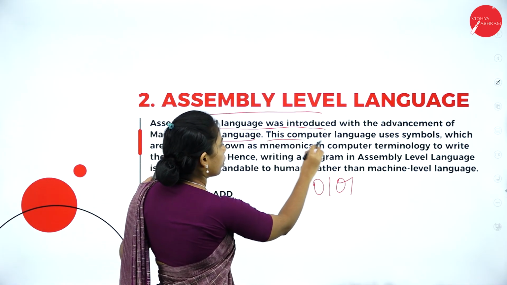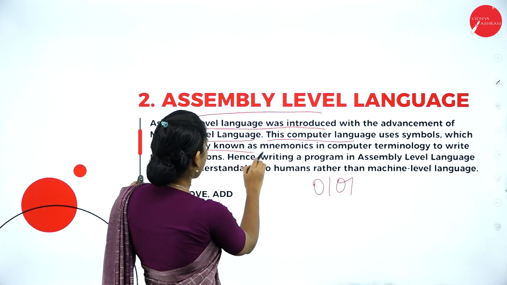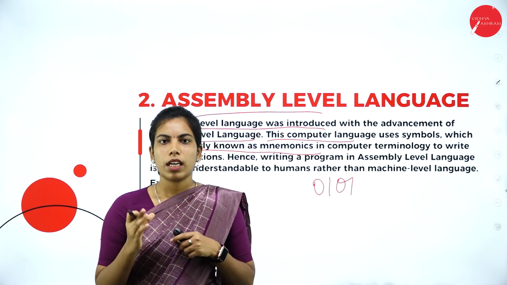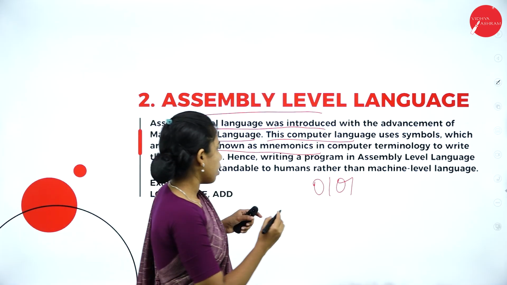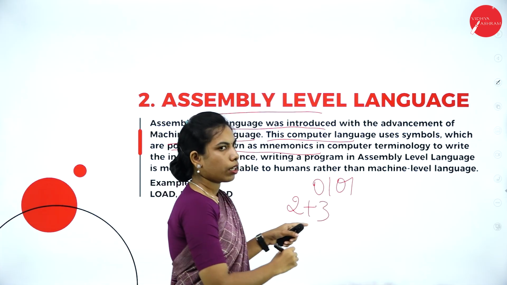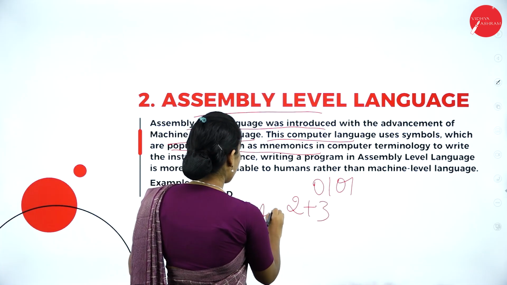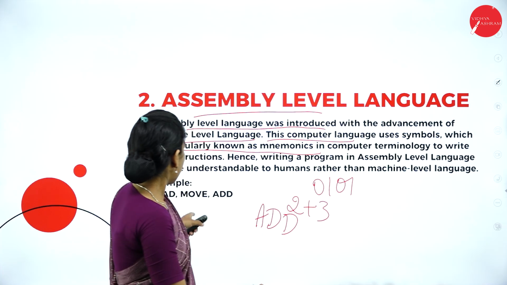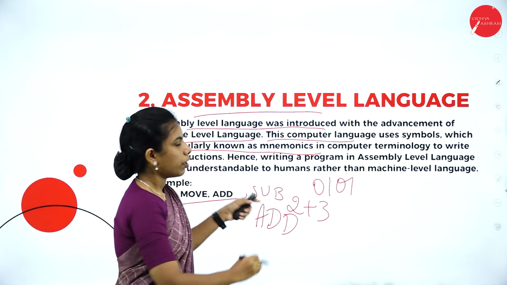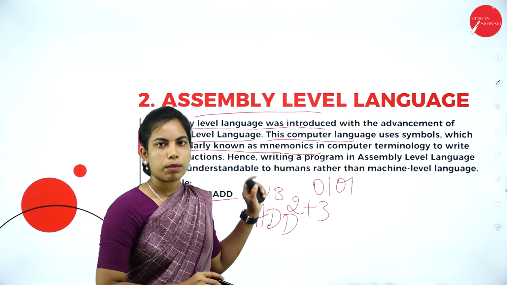This computer language uses symbols popularly known as mnemonics. A mnemonic is nothing but a representation of one operation. For example, if I have to add two numbers, this will be stored in a mnemonic called add. So here you can see load, move, add and also sub. These are all mnemonics used in the assembly level language.